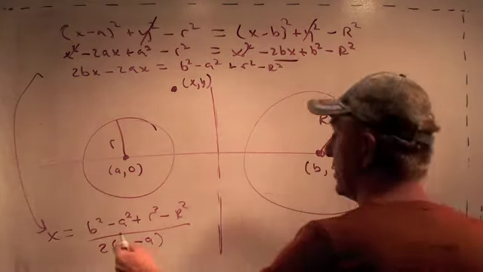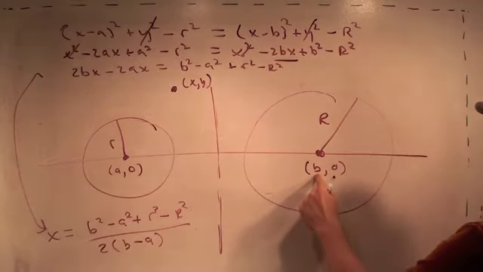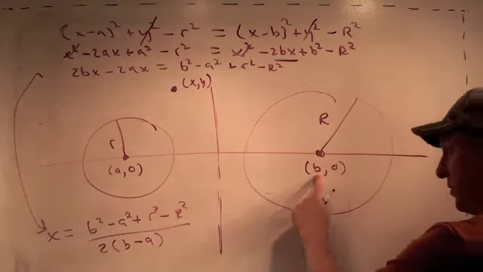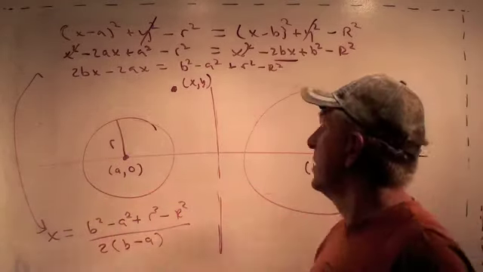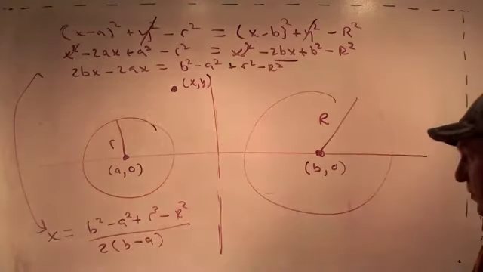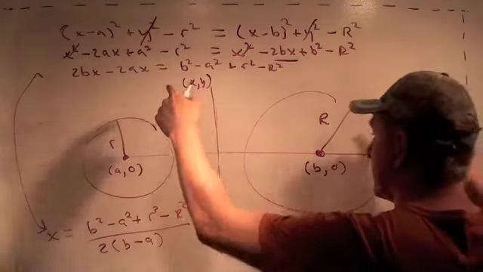Now remember, all of these are constants. A is a constant; it's just the x coordinate of the center of the circle. B is a constant; it's the x coordinate of the center of the other circle. Little r squared is the radius squared, and big R squared is the radius squared. So this is a constant. So this says when x equals this constant, the powers with respect to these two circles are the same.